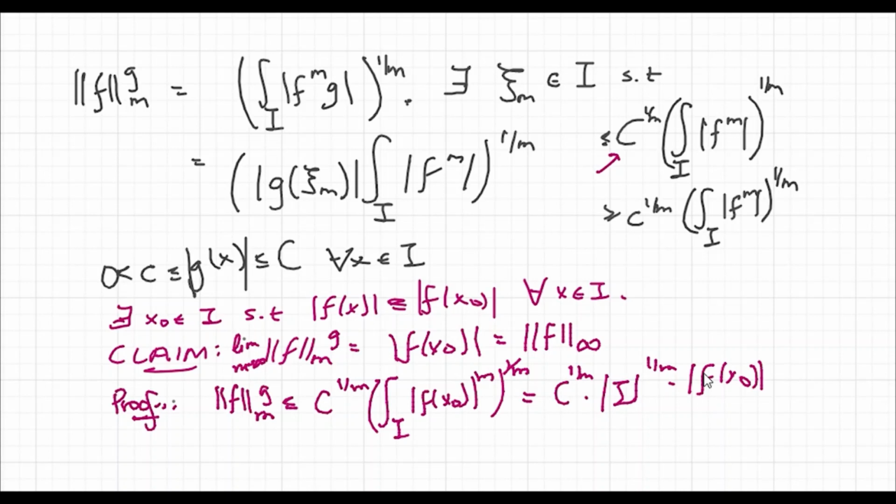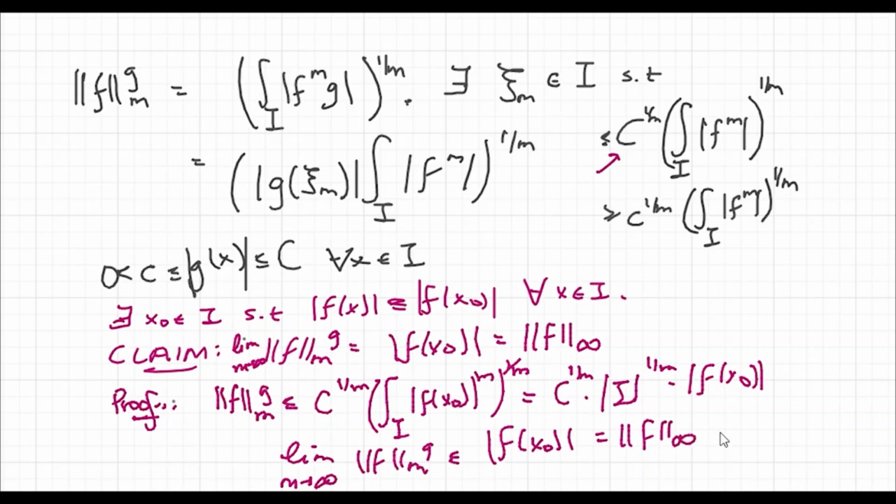So I get that this norm of f_m is less than or equal to this thing here, and then if I take the limit as m goes to infinity of both sides, I get that this is going to be less than or equal to the limit as m goes to infinity on this side. Remember, big C is a positive number, so when I take it to the 1 over m, that's going to tend to 1. Similarly, I has positive length, so that's a positive number raised to the power of 1 over m. That's going to tend to 1, so this tends to 1, this tends to 1. This is a constant with respect to m, so this is going to be less than or equal to |f(x0)|, which is exactly this sup norm.